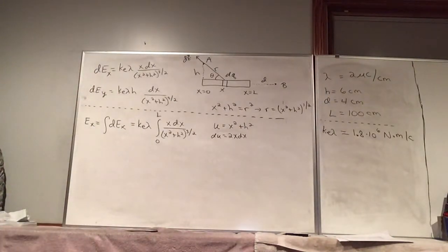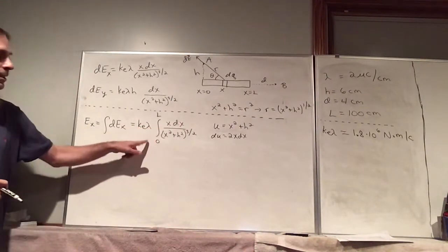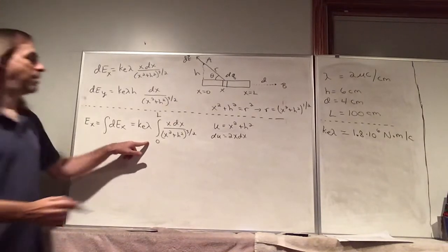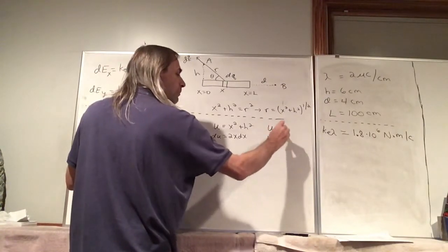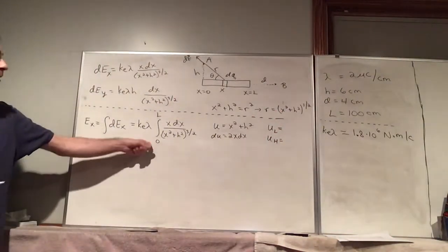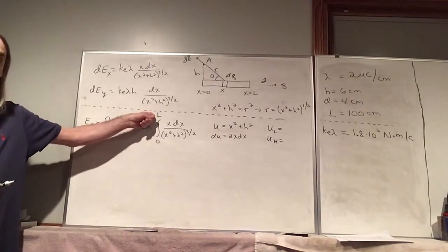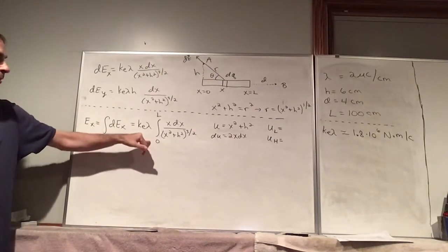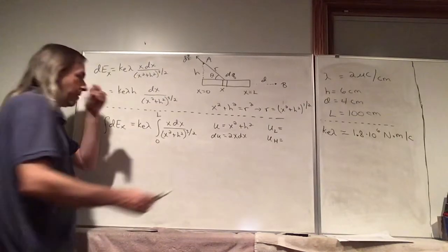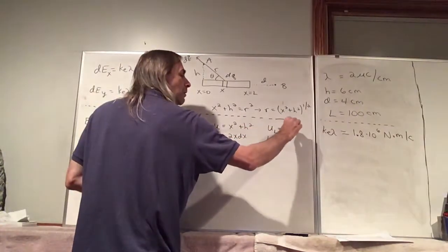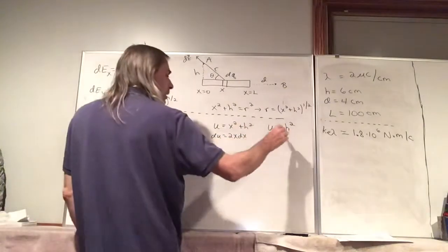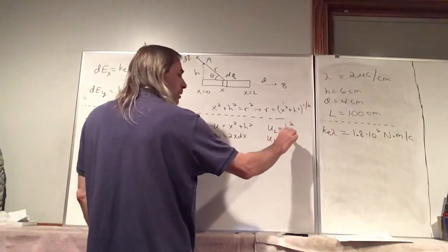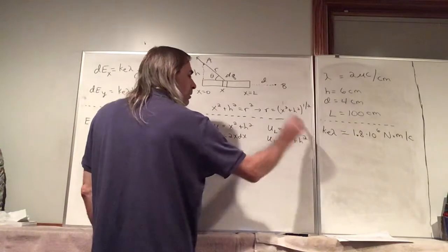And now for the limits. When we plug in, we're integrating over x starting at 0. So let's call this ul and uh. This is our lower limit, this is our upper. And so ul would be what we get when x is 0, so that would be h squared. And uh is when x equals L, so that would be L squared plus h squared.